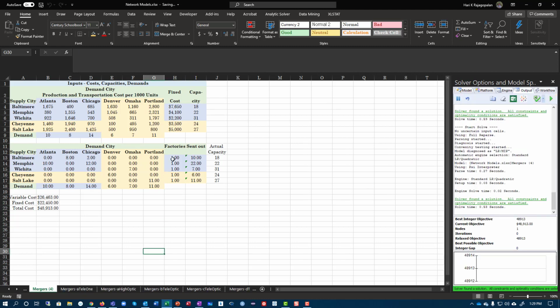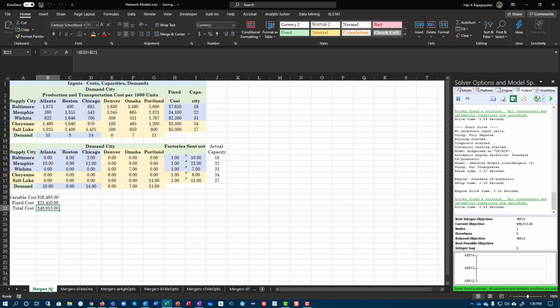And you'll see now, since we have all 5 factories, every factory is being used. Baltimore is sending to Boston and Chicago. That's what they used to do. Memphis is actually sending to Atlanta and Chicago. You'll see Wichita, which was not being used, is now sending stuff to Omaha. And Cheyenne is sending it to Denver and Salt Lake to Portland. And this is the best cost.